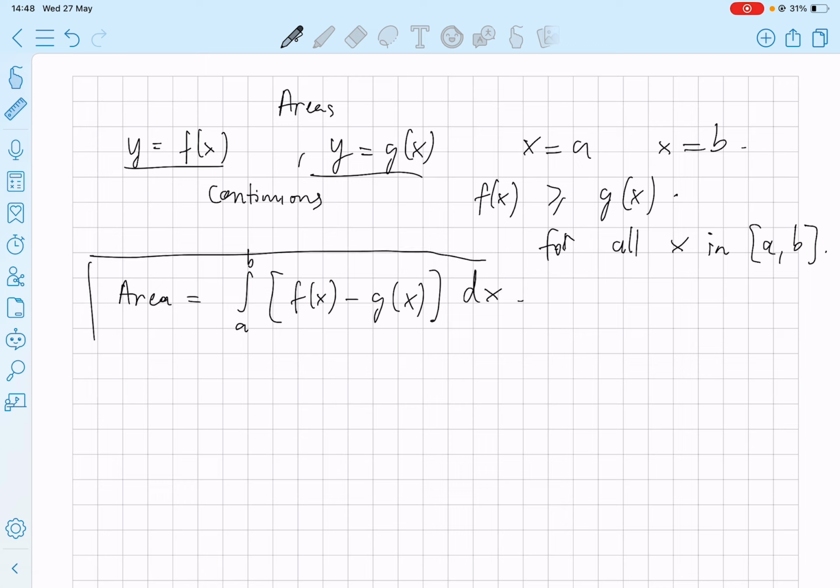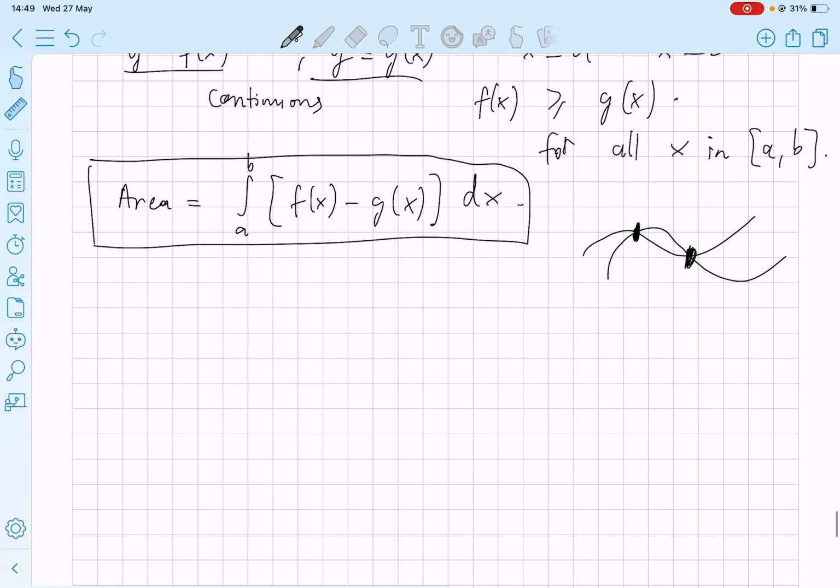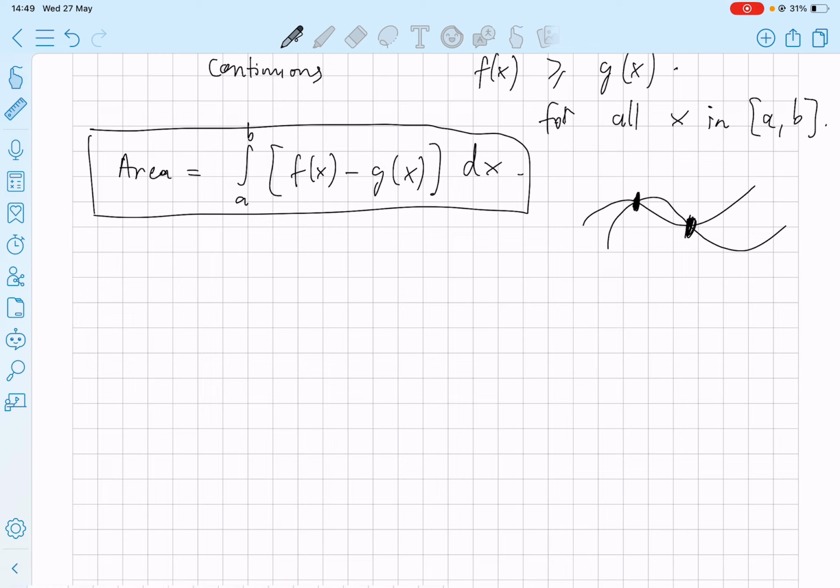So this is the really important formula that you're gonna use in this topic. And if the two curves cross each other like this, so I will give an example like this, it cuts over here and over here, then the integral needs to be split up into each region. I will discuss it more in the example. So now let's jump on to some examples.